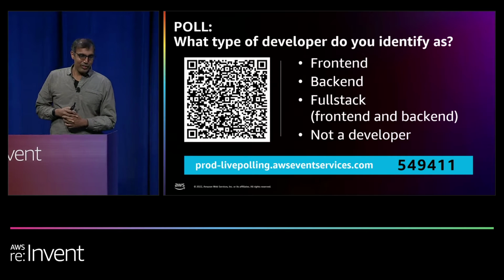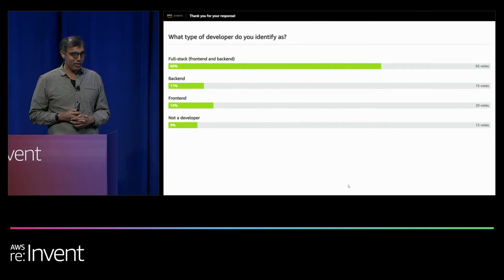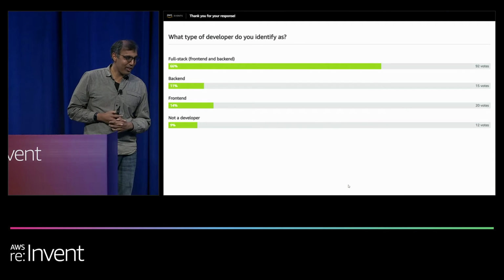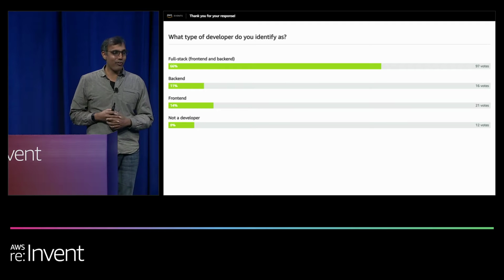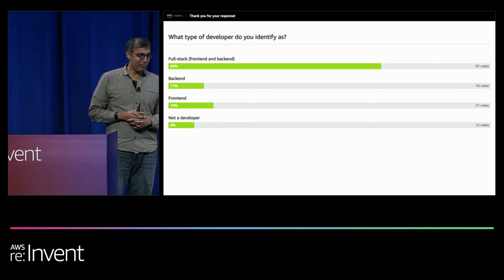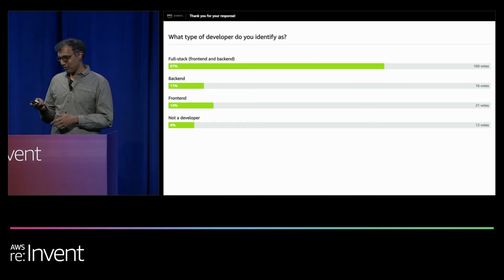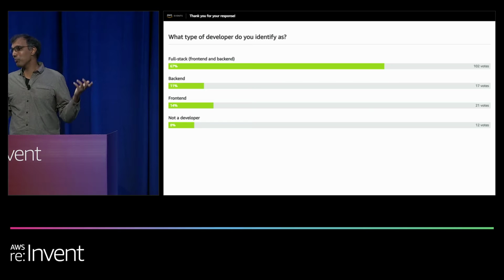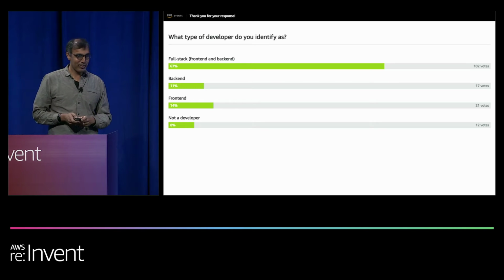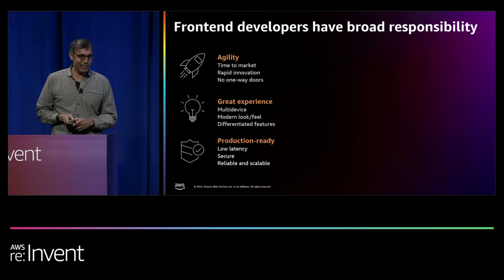All right. I think we can go ahead and check the results. Wow. Okay. Full stack by far is number one, so you're in the right place. We have an equal mix of back-end and front-end and a few not developers. Well, hopefully this talk can inspire you to become a developer. All right, back to the slides.